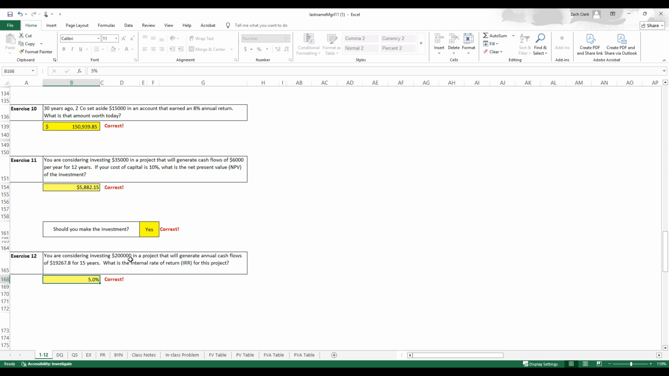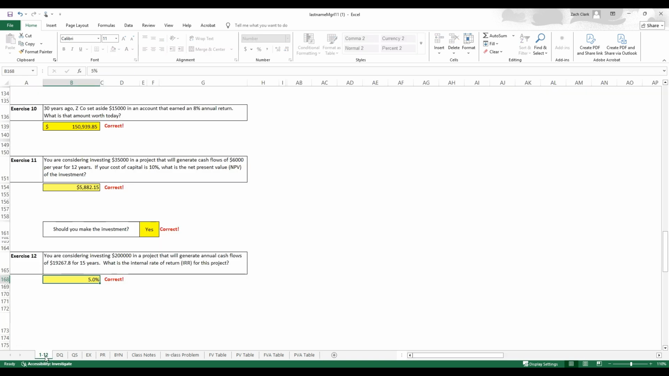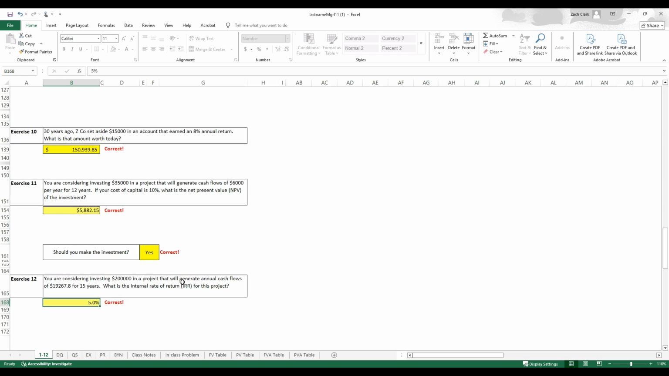So again, 200,000, the investment, divided by the annuity amount, essentially the recurring cash flows, and that created the table factor of 10.38. And then it's a 15-year time frame we're looking at. So then we go to the present value of the annuity, 15 years, and then you just have to browse across this until you get right to the point of the 10.38, and good to go. And that's what your return will be.